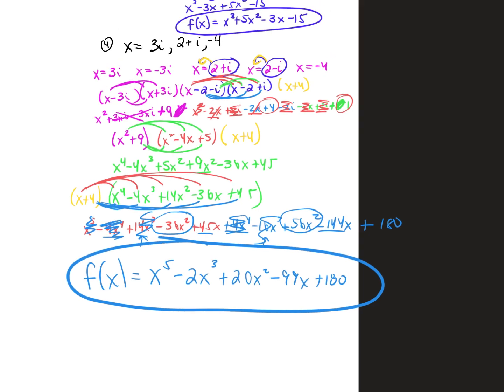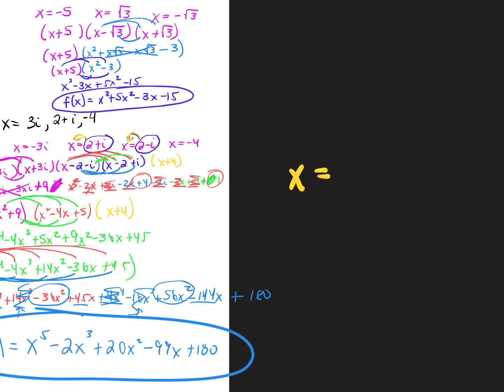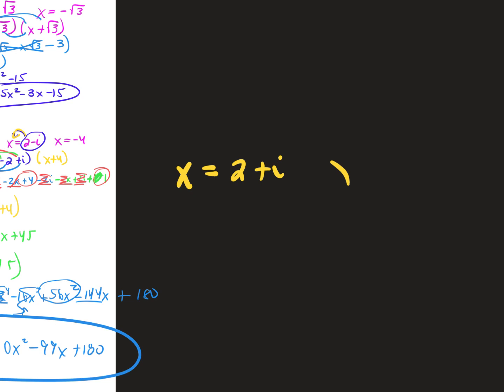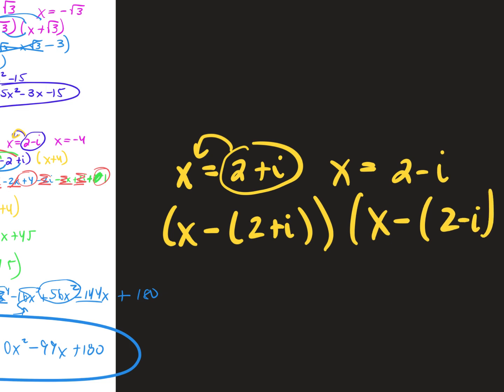Now, I want to go back to this, and this is going to take us to our next thing. If I have two roots here, I have x equals 2 plus i. What's my other root that I have to account for? 2 minus i, right? So when I bring these over, this whole root is positive, so when I bring it over, it becomes negative. So this is x minus 2 plus i, and this is x minus 2 minus i, right?